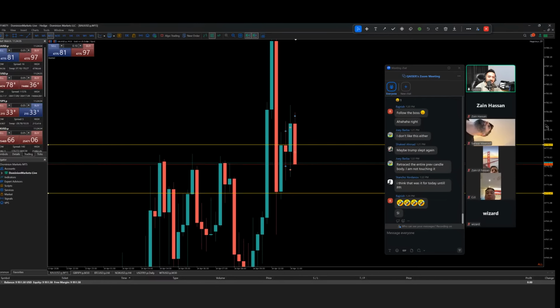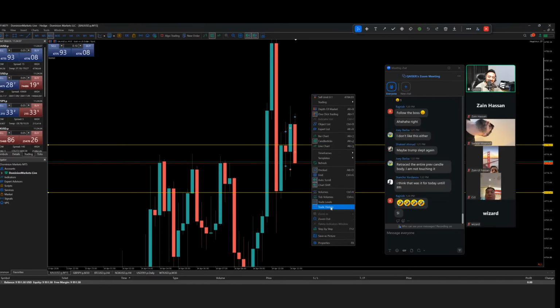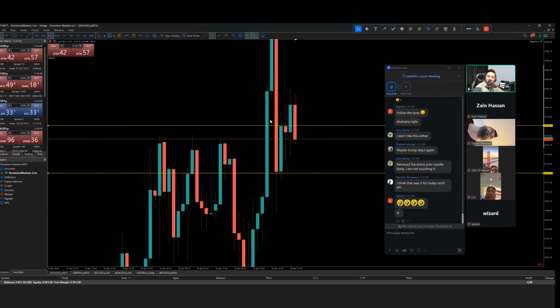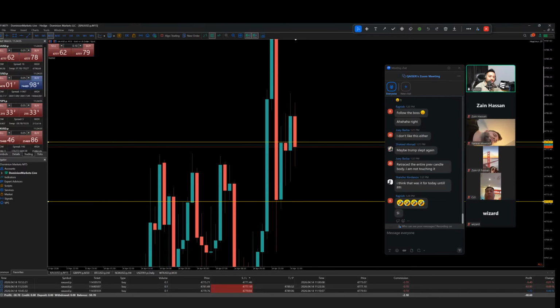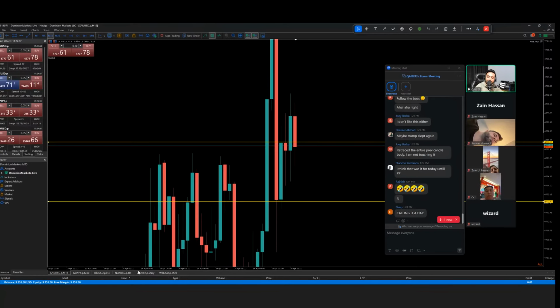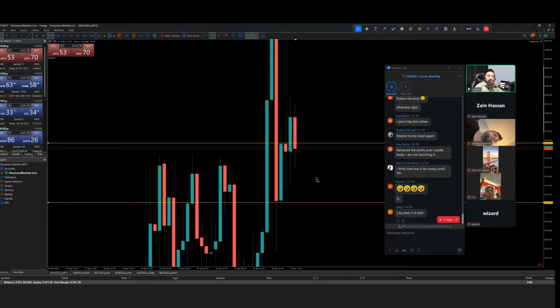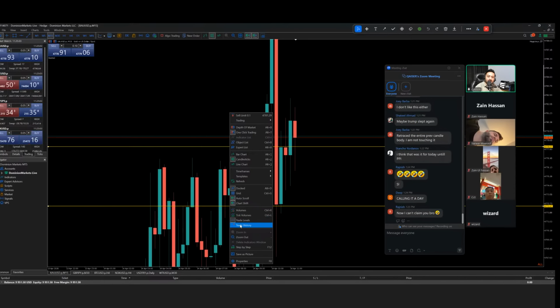Raja Bhai, where are you? Oh man, I was not expecting this. It created a wick. Not a good price action, to be honest. I don't like it. Look at this, I lose 0.5%. Yeah, calling it a day makes sense. It's volatility going on.